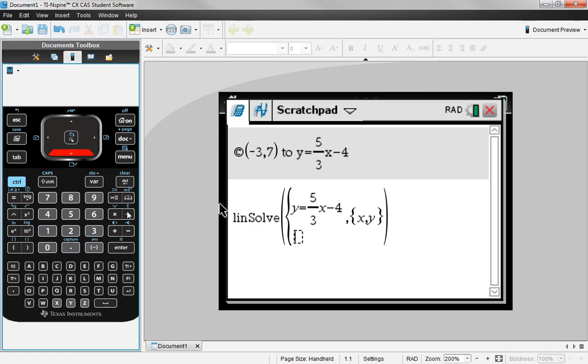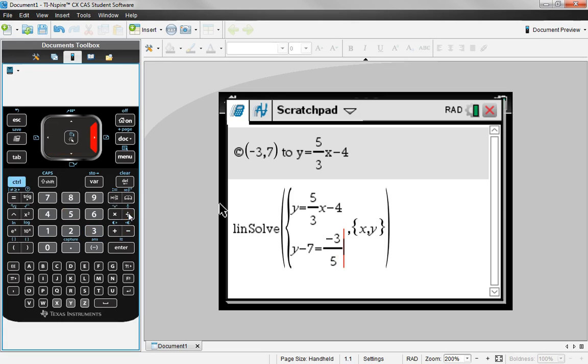If you were to write the equation down on paper, hopefully you would write it in point slope form. Y minus 7 equals, now I need that slope, -3/5. So if you want this to look nice, you can use the fraction template, -3/5 times x minus -3, we'll make that x plus 3. The calculator is perfectly capable of dealing with point slope form. There's no reason that I need to do any algebra here.